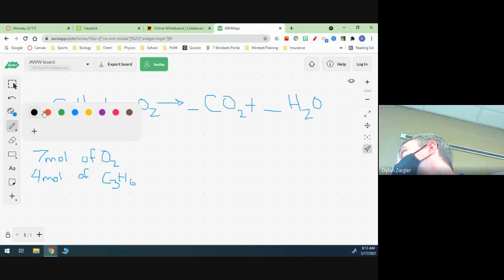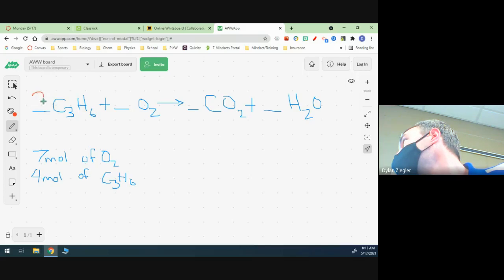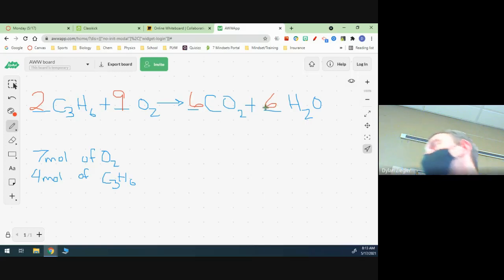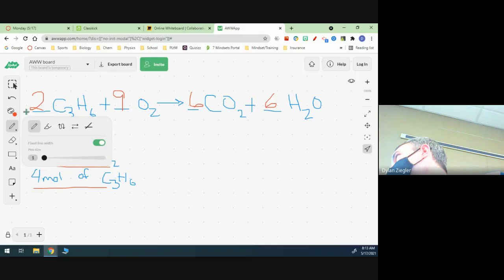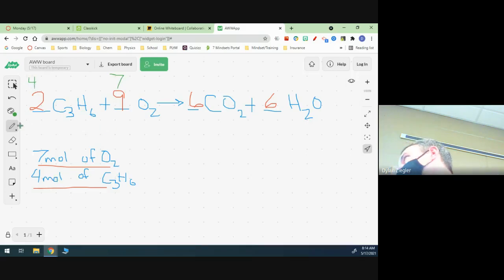First, we need to balance it. So here we've got 2, 9, 6, 6. All right, we balanced that last round. So if you recorded that on Class Kick or somewhere, because these are problems you're going to be doing on Class Kick, then you should have this balanced. Now, step one of finding the limiting reactant: we take what we have in the word problem and put it on top. Here, let's go green. 7 moles of O2 goes up here, 4 moles of C3H6, that's step 1.